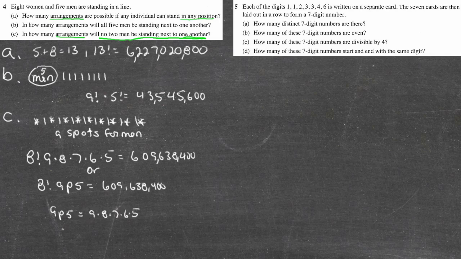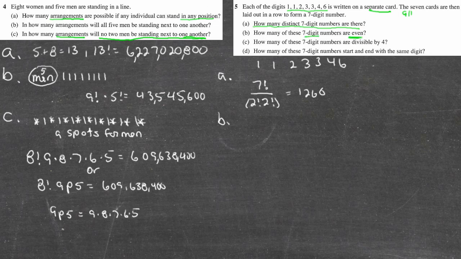So now let's take a look at number 5. In number 5, we've got these numbers here, 1, 1, 2, 3, 3, 4, 6. And they're all written on separate cards, and then we're going to rearrange them, and we're going to use all of them. So A, it wants to know how many distinct 7-digit numbers there are. So first, we're going to take the number of numbers. There's 7 of them. And then we have to look to how many repeat. Well, there's 2 1s and there's 2 3s. So 7 factorial divided by 2 factorial times 2 factorial. And that gives us 1,260.